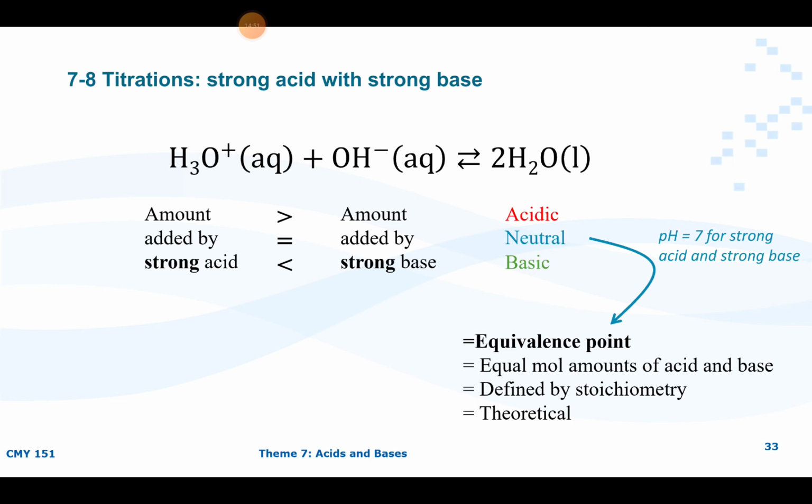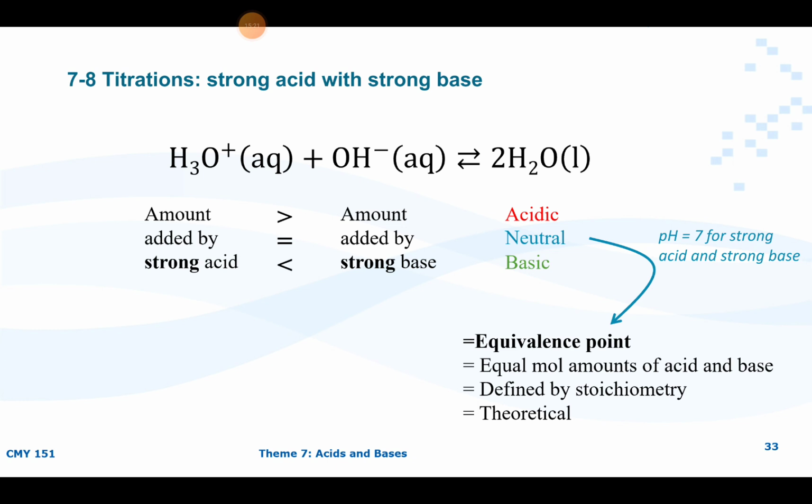So at the equivalence point, we've got equal mole amounts of acid and base. This is defined by stoichiometry. So if we've got a diprotic acid or base, for instance, this will be a different equation. There might be 1 hydronium and 2 hydroxide. And this is a theoretical point, so we can never really truly reach the actual equivalence point, because this is exact to the 10th significant figure of the amount of acid and base that we've added.